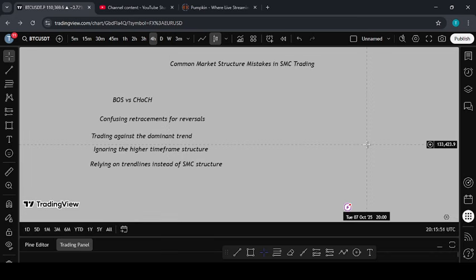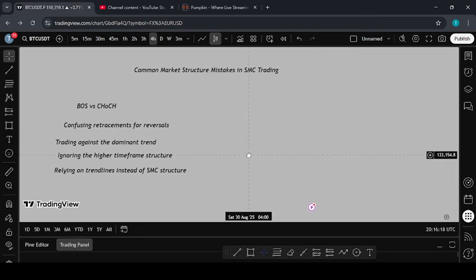And of course, we're talking about market structure mistakes. Whenever we are talking about structure, always look at there are two structures. I've talked about market structure. We have internal structure and external structure, right? And there's what we call higher time frame structure or dominant structure. Right here it says trading against dominant structure or dominant trend is also a mistake. We'll talk about that.